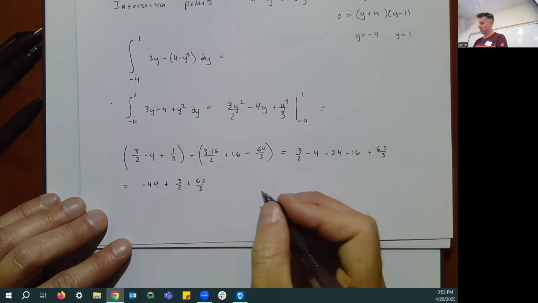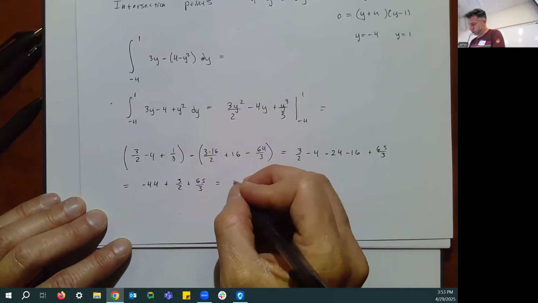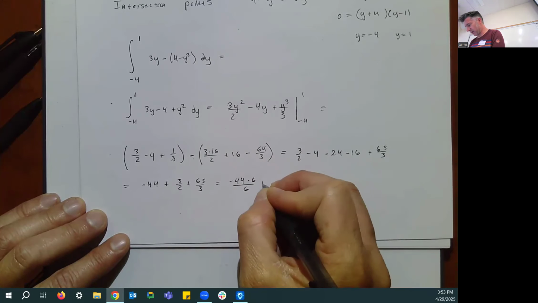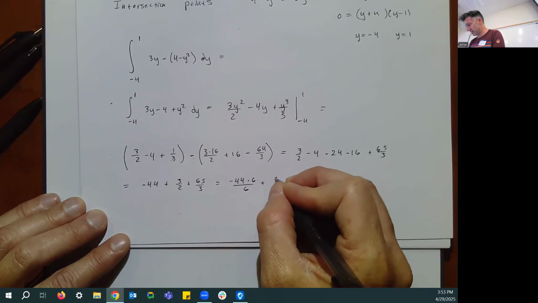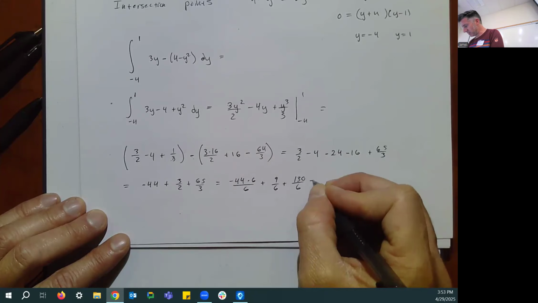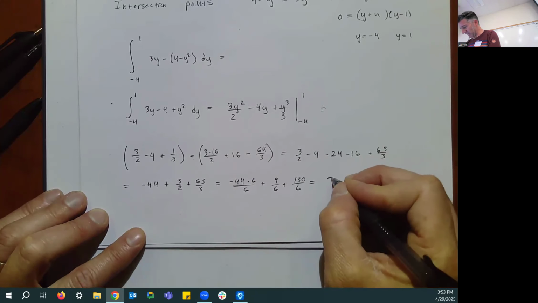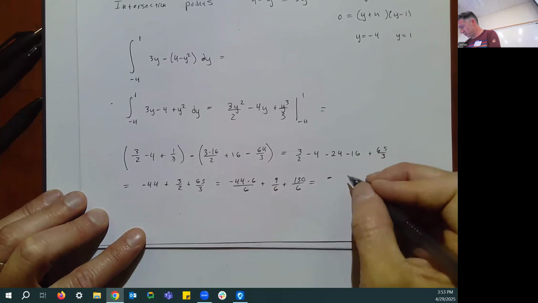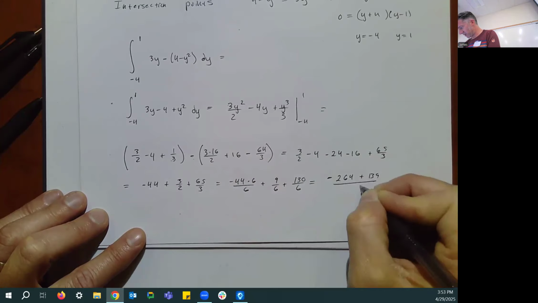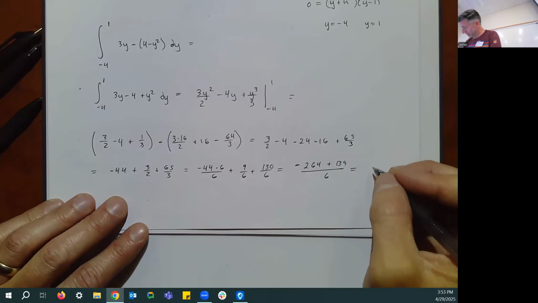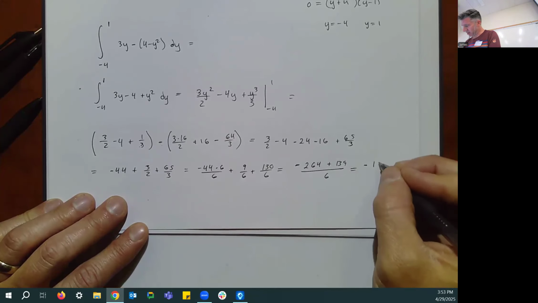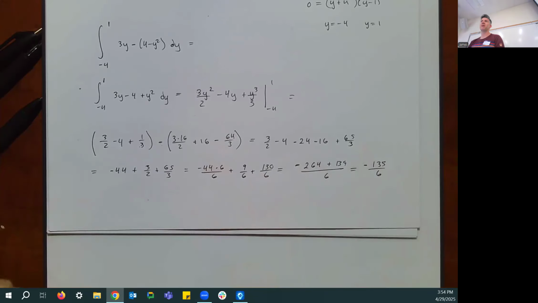I guess we need a common denominator. So that's going to be, gross, 6. Negative 44 times 6 over 6 plus 3 over 2 times 3 over 3 is 9 over 6 plus 130 over 6. So that's going to be negative 264 plus 139 over 6, which finally, oh my gosh, it took way longer than I thought it was going to take, is going to give us negative 135 over 6.